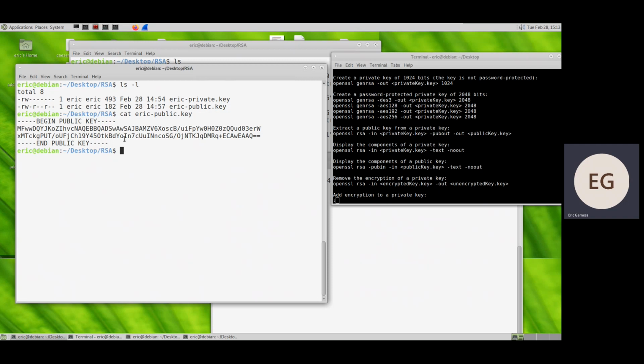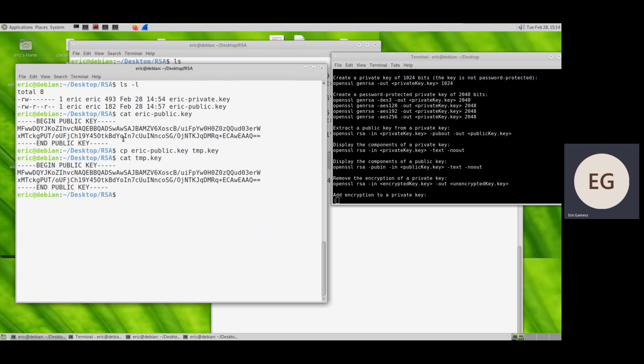So how do we get the DER format? Let me show you. I'm going to copy this key into a file that I will call temp key. I'm going to remove from the file temp key the first and last line. Look, we have the first line that says this is the public key, and we have the last line here that says this is the end of the public key. I want to remove the first line and remove the last line.